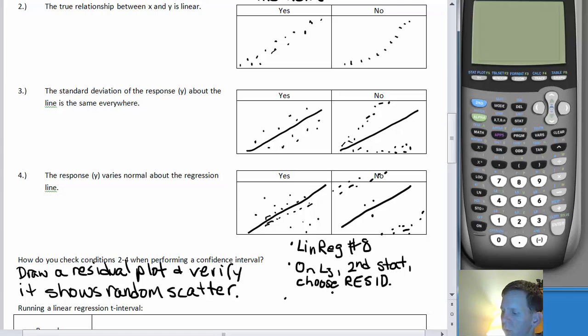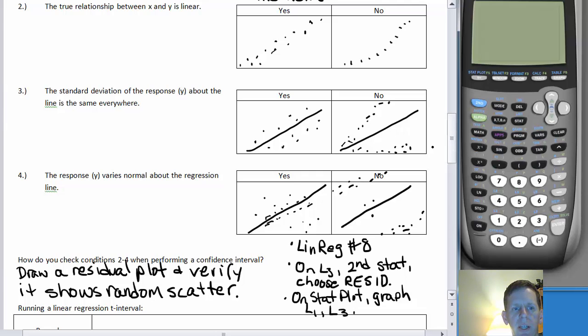Finally, to graph the residual plot, go back to your stat plot, second y equals, and graph L1 and L3. Make sure that you do zoom stat, and that will give you a nice looking residual plot.